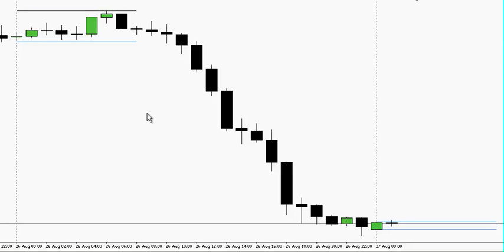Hi everyone, I'm just going to go over the pound US dollar and the euro US dollar from today. I've added the euro US dollar to my pairs just because it's also doing this nice pattern of printing the high and reversing, printing the low and reversing in the London and New York sessions.